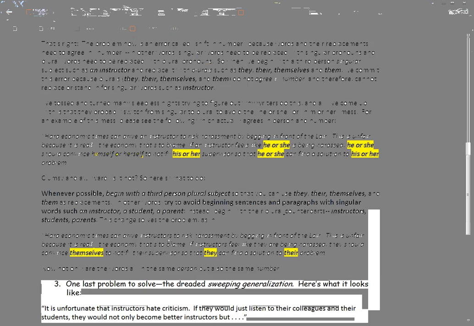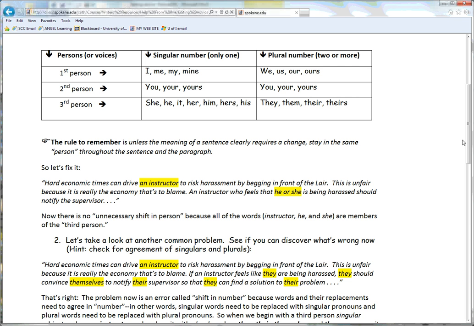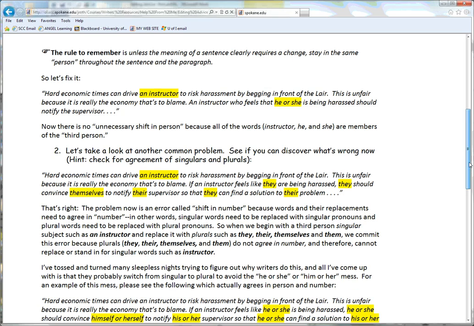Now, watch where I've fixed my problem. "Hard economic times can drive instructors to beg in front of the liar. This is unfair because it's really the economy that's to blame. If instructors feel like they're being harassed, they should convince themselves to notify their supervisor." So everything's great now because instructors is a third person plural, which allows me then to pick from "they" and "them." Okay, so whenever you can, always start with plurals.